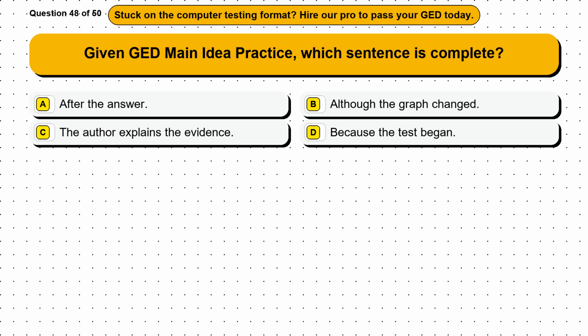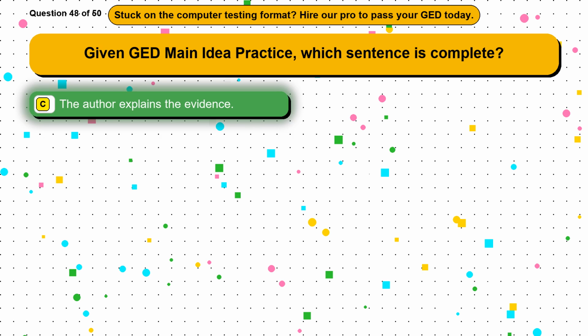Question 48. Given GED Main Idea Practice, which sentence is complete? Option A. After the answer. Option B. Although the graph changed. Option C. The author explains the evidence. Option D. Because the test began. The correct answer is option C. The author explains the evidence.